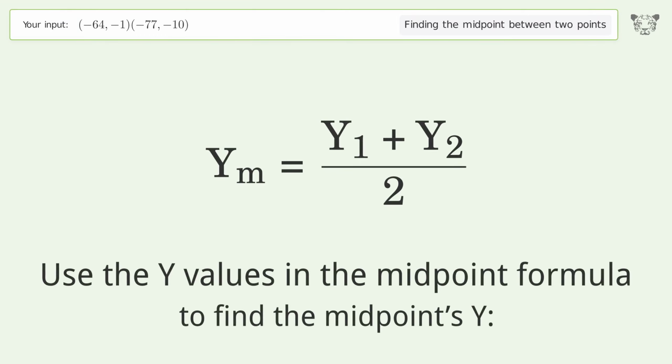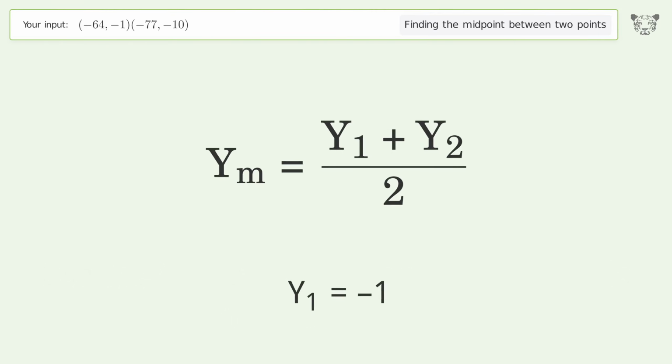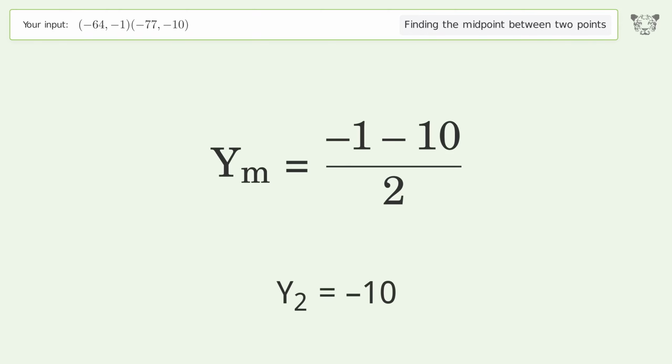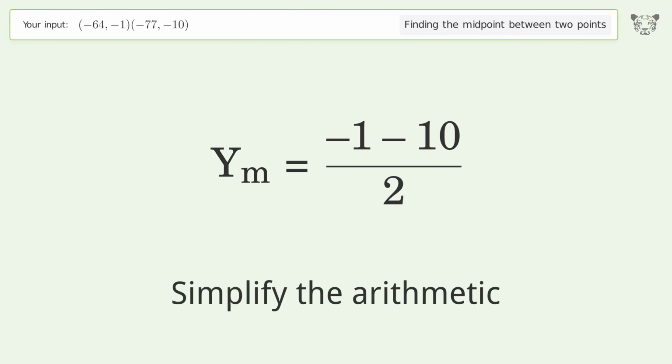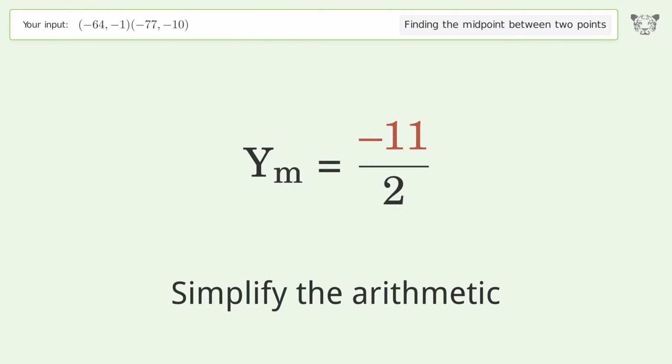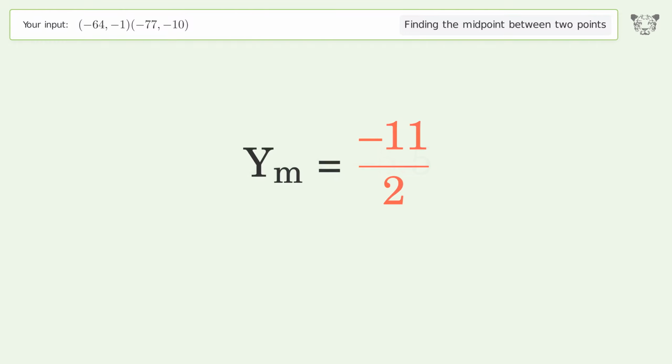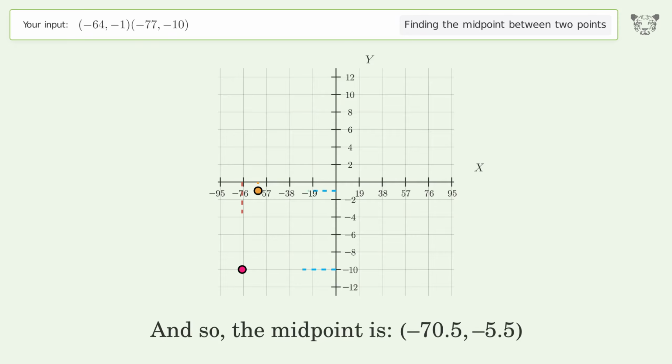Use the y values in the midpoint formula to find the midpoint's y. y1 equals -1. y2 equals -10. Simplify the arithmetic. And so, the midpoint is -70.5, -5.5.